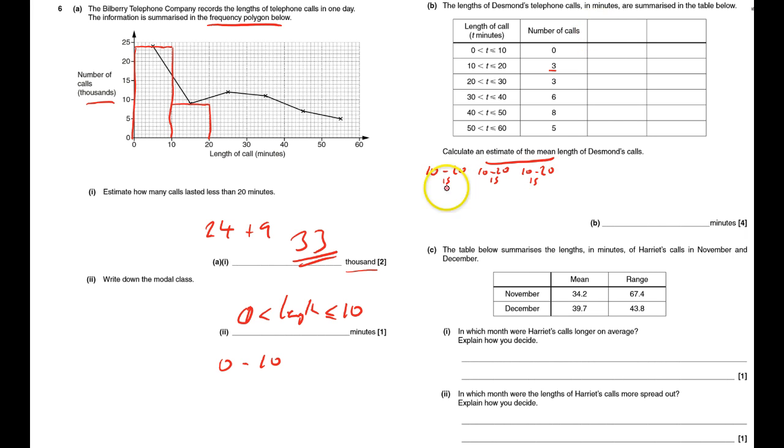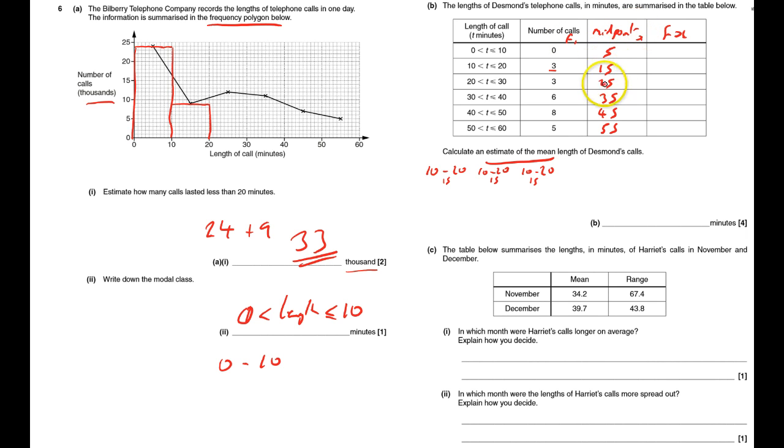And that idea reminds us we need to use the midpoints. So the midpoint of 0 and 10 is 5. That's 15. Between 20 and 30 is 25. So that would be 35. Always check they don't put a crazy size one in there. That's 45. That's 55. And the number of calls is our frequency, and we normally call this midpoint the x, the value.